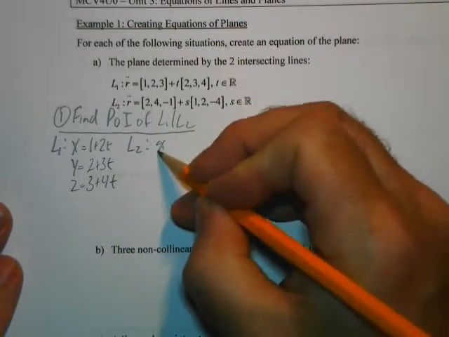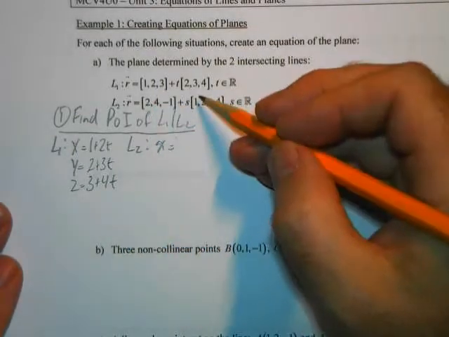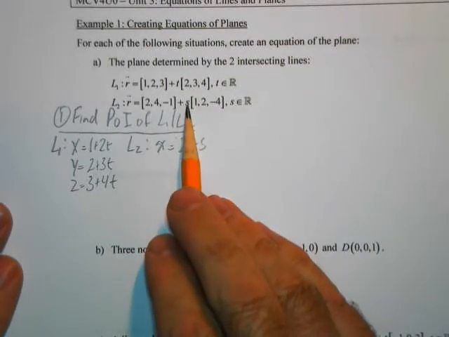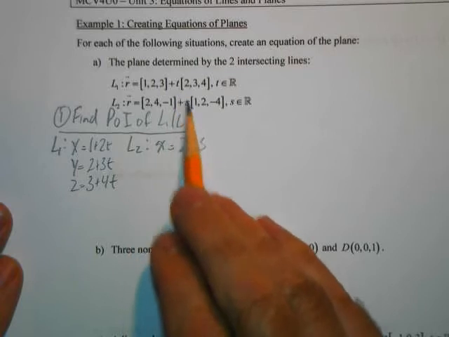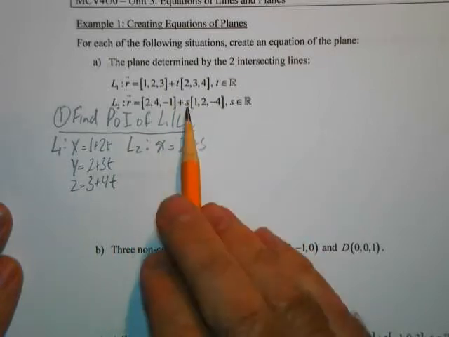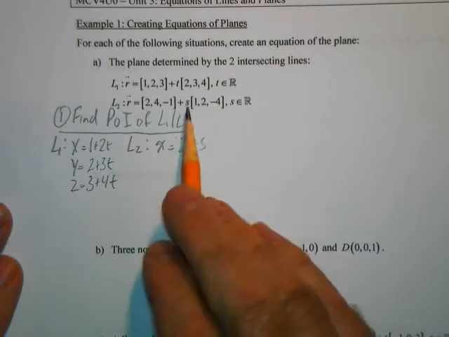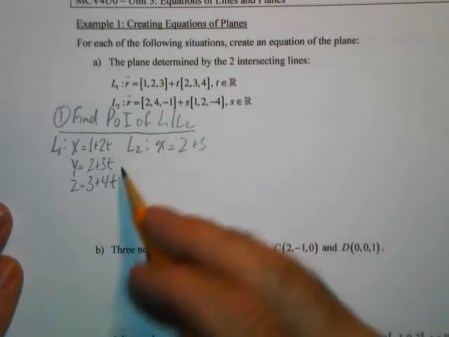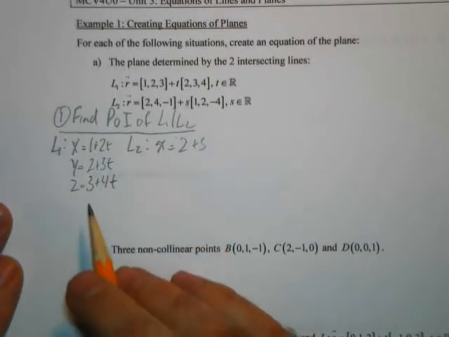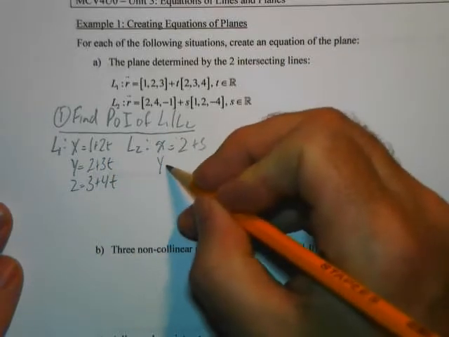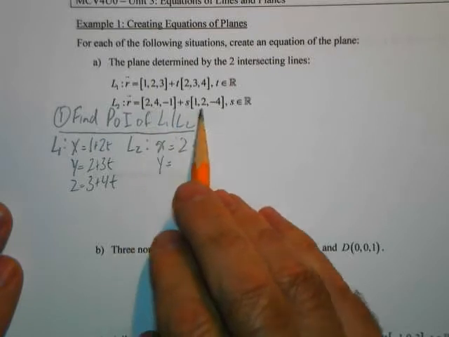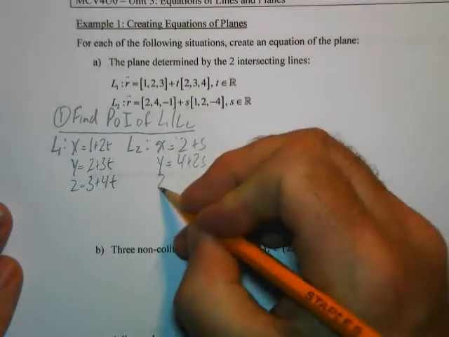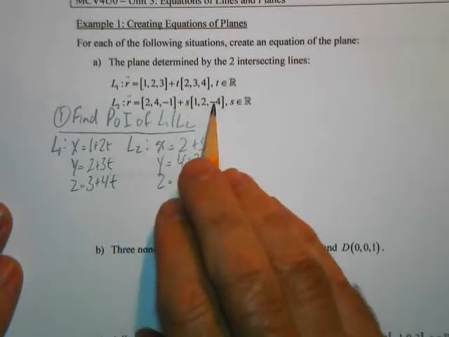So the x parametric equation is 2 plus s. Notice we have different scalars. This is important because these don't necessarily have to be the same, and they probably aren't. So don't make them both the same letter, or this first step isn't going to work. The y would be equal to 4 plus 2s, and the z is equal to negative 1 minus 4s.